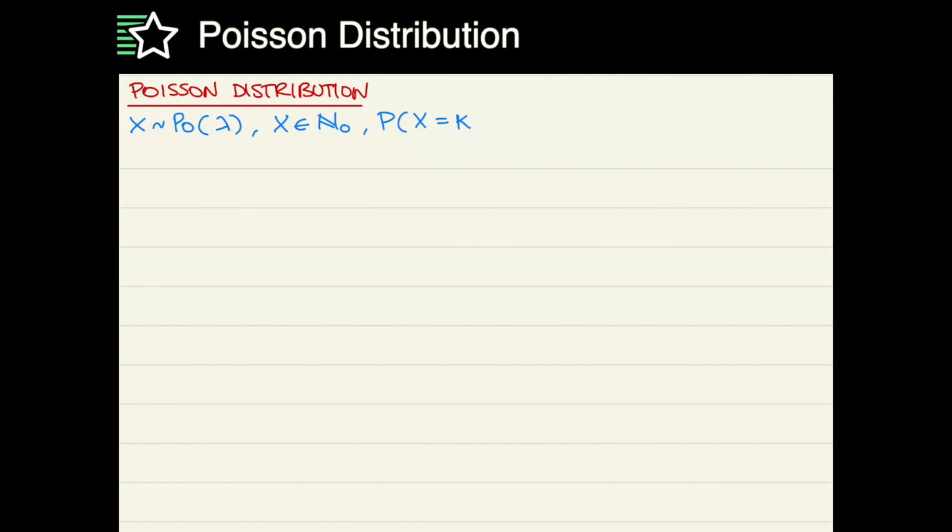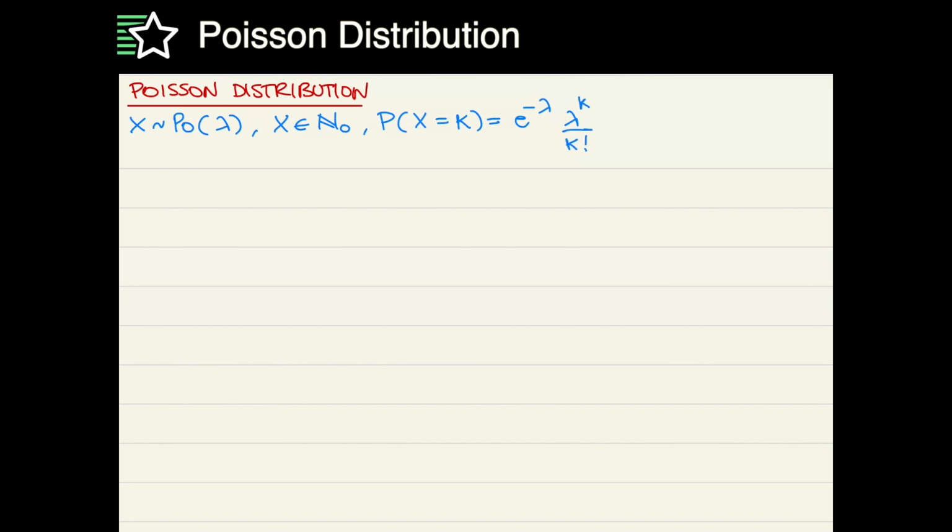The Poisson distribution is a very useful and popular distribution which is used to count the number of events that occur in a certain time interval. If the random variable x is distributed according to a Poisson with parameter lambda, then x can take any value in the natural numbers. The probability mass function of the Poisson, that is the probability for x to be equal to a certain natural number k, is equal to e to the power of minus lambda times lambda to the power of k over k factorial.